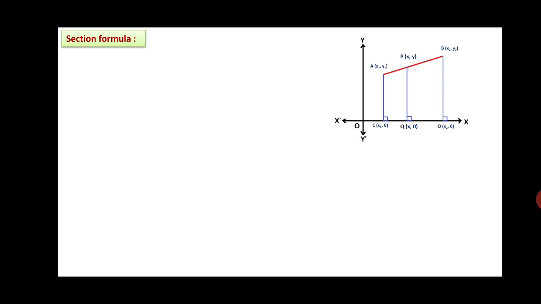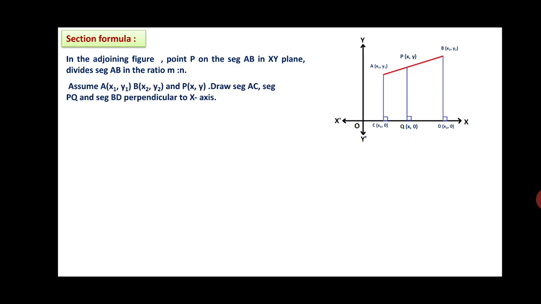Now, section formula. You could see this figure. In the adjoining figure, point P on the segment AB in the XY plane divides segment AB in the ratio m as to n. Assume A has the coordinates x1, y1, B has x2, y2 and P has x, y. Draw segment AC, segment PQ and segment BD perpendicular to the x-axis, shown in blue color. Therefore, C (x1, 0), Q (x, 0) and D (x2, 0) are their coordinates respectively. CQ can be written as x minus x1 and the distance QD is equal to x2 minus x. Let this be statement 1.